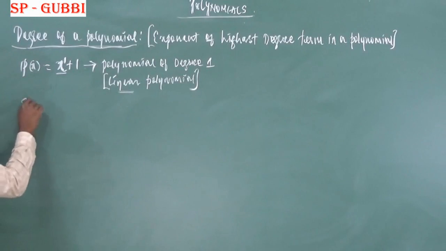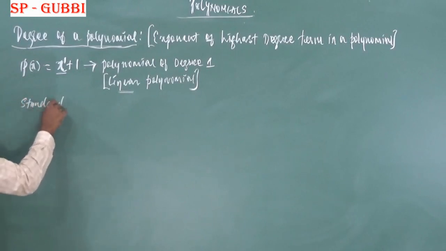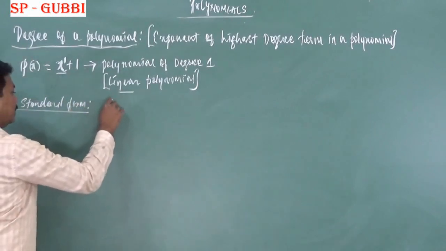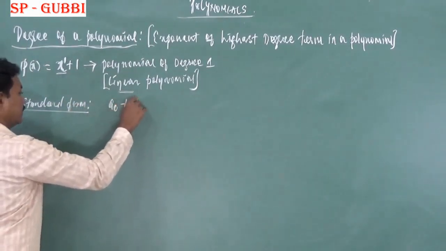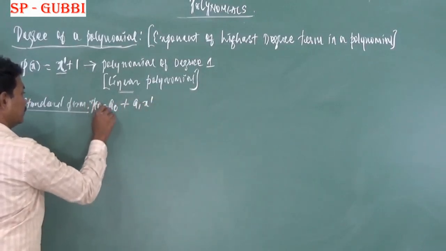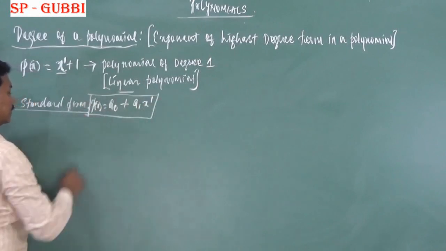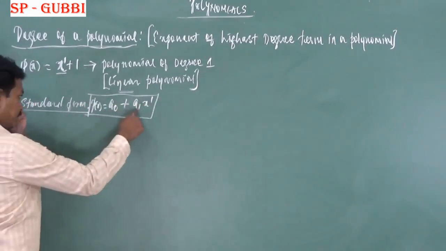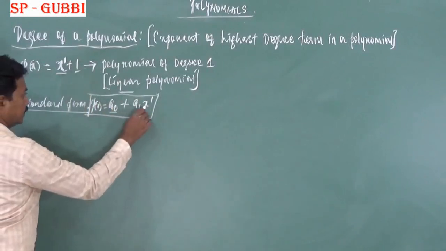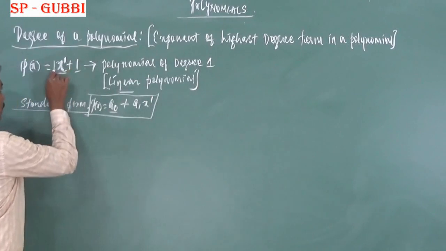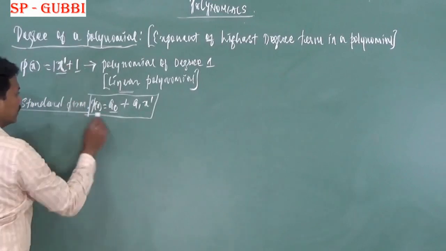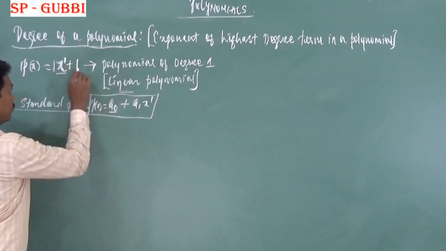So let us go with the standard form of this. When we come to the standard form, we can write this as a0 plus a1 x to the power 1. So p of x is equal to a0 plus a1 x to the power 1, where a0 is the constant, that is 1, and a1 x to the power 1 is 1 into x to the power 1. So a1 is 1 here, x to the power 1 is x to the power 1 here, and a0 is 1 here.